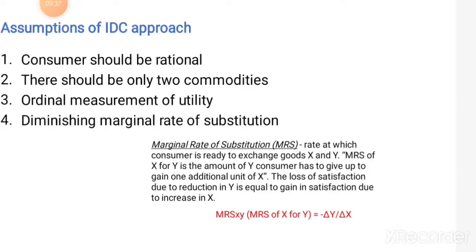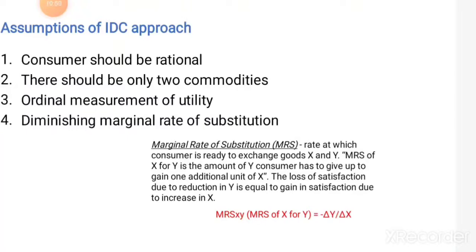a normal human being and his aim should be to maximize profit. Okay, so rational means a normal human being whose aim will be to maximize his profit. So that is the first assumption. And the next one is there should be only 2 commodities. So just now I told you that under this law only 2 commodities are applicable.